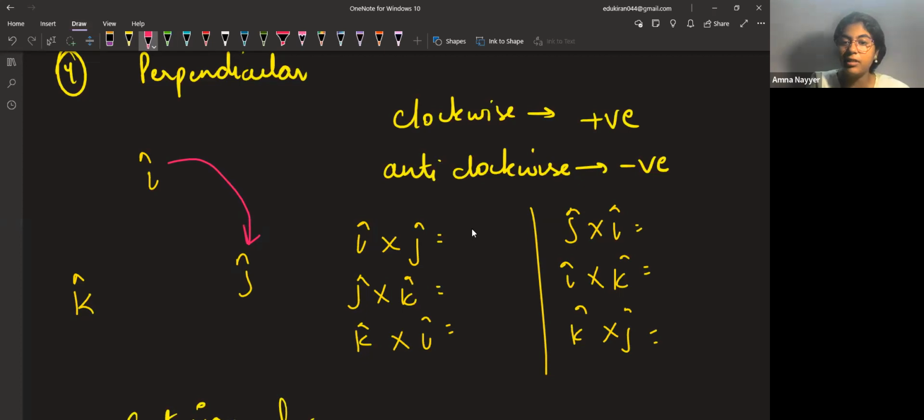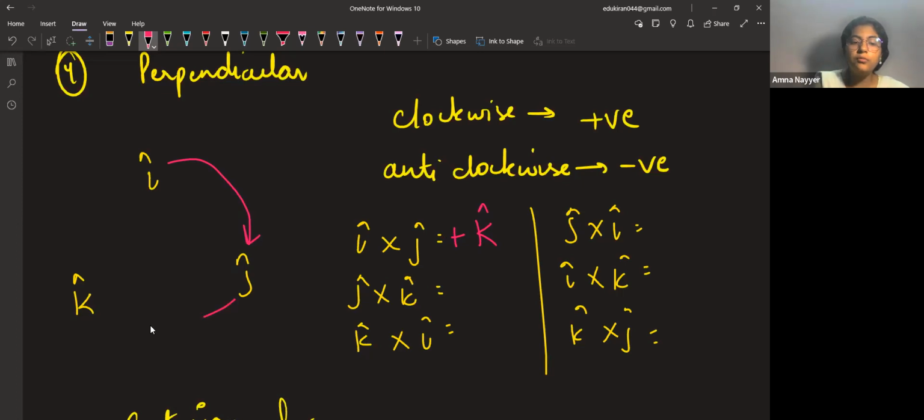K cap is left. So, K cap will come. Did you go clockwise or anti-clockwise? We went clockwise, so this will be positive. This time, this is not 0 or 1. This is K cap.